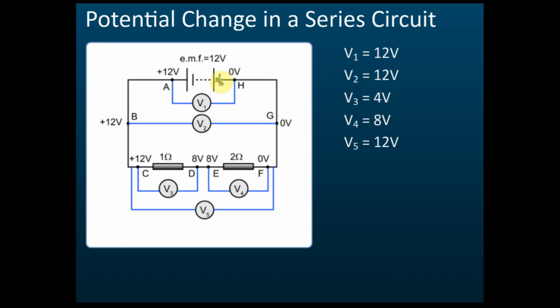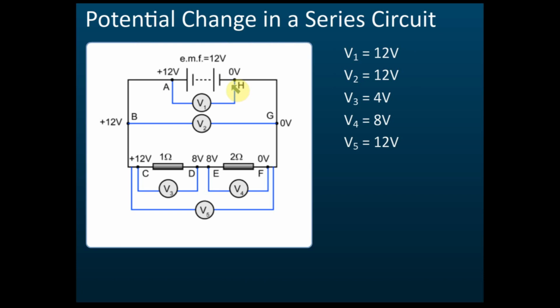And then the cell, you see the cell supplies energy, right? So the cell will increase the potential from 0 volt back to 12 volt when the current passes through the cell. So that is how the potential changes, not potential difference, the potential change in a series circuit.